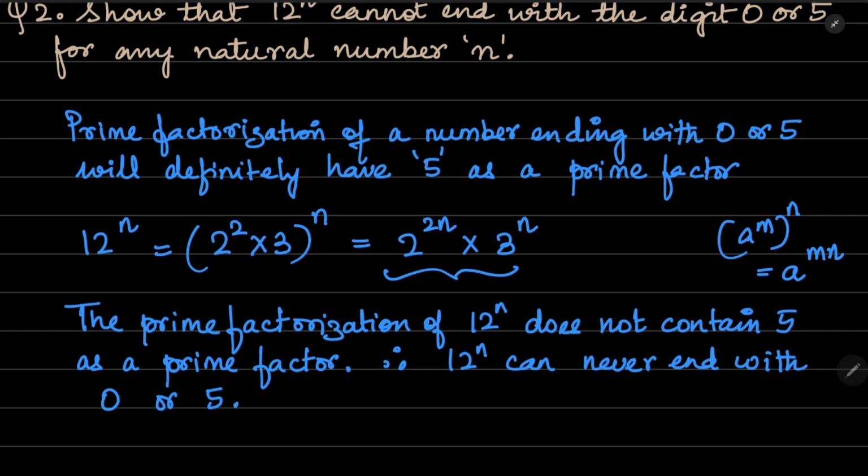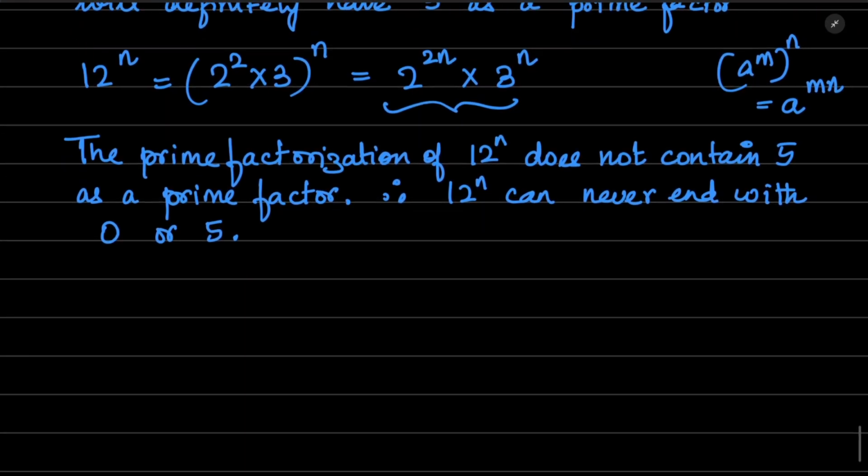Okay. So, for any number to end with either 0 or 5, when you do the prime factorization, 5 will definitely be one of the prime factors. And if you don't see 5, that means that number will never end with 0 or 5. Okay, you can try it yourself.